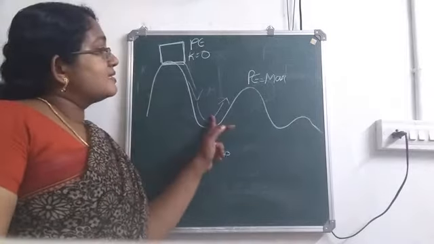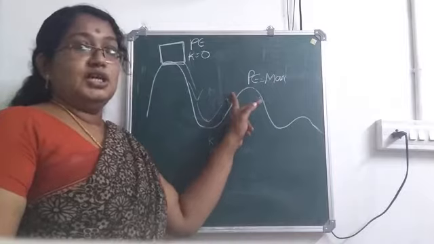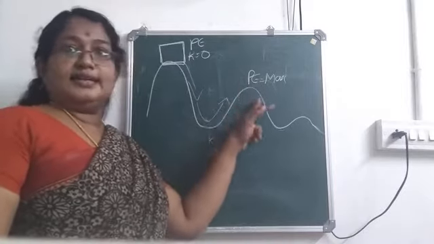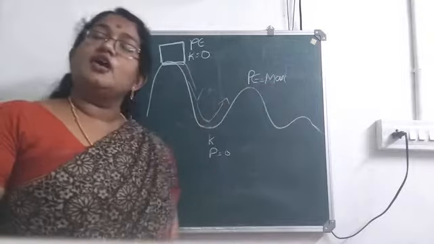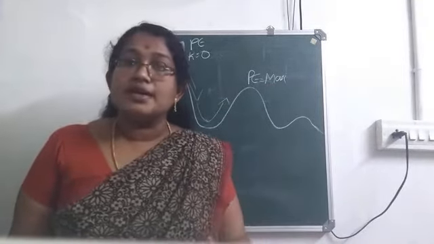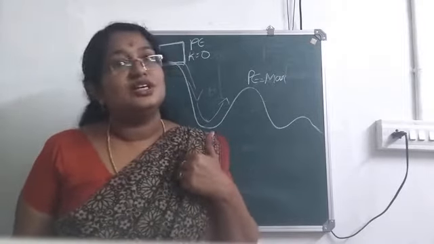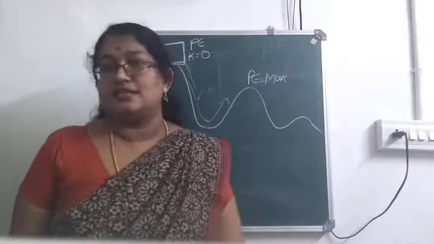Now when it is climbing, potential energy is increasing and kinetic is decreasing. That is why the speed reduces. Now when it is coming down, what happens? Potential energy is decreasing and kinetic energy is increasing. That is why it comes down with a greater speed.